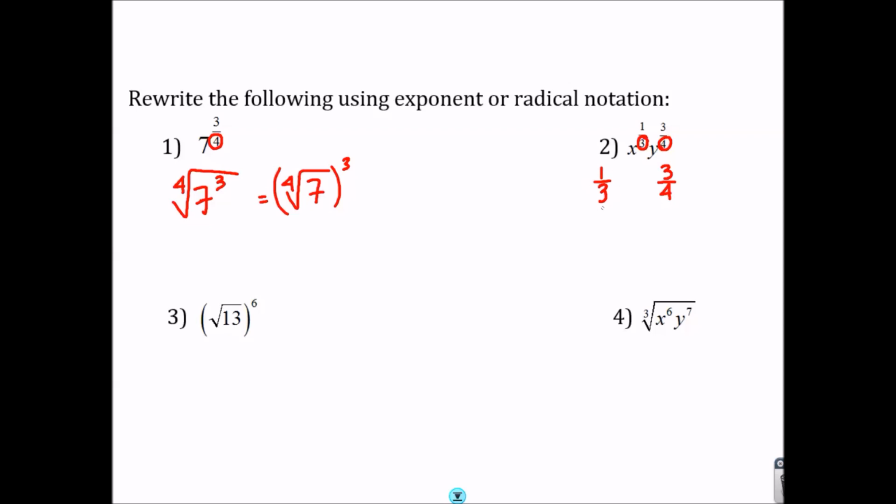So if I want to make 1/3 have a denominator of 12, I have to multiply 3 by 4 to get to 12, so I need to multiply the numerator as well. To make 3/4 have a denominator of 12, I need to multiply by 3 over 3. So after rewriting this, I have x to the 4/12 and y to the 9/12. So when I write this in radical form, my index is 12. I have x to the 4th, y to the 9th.